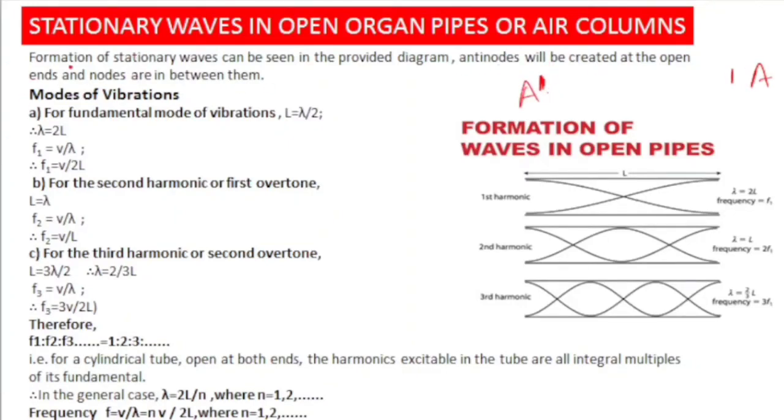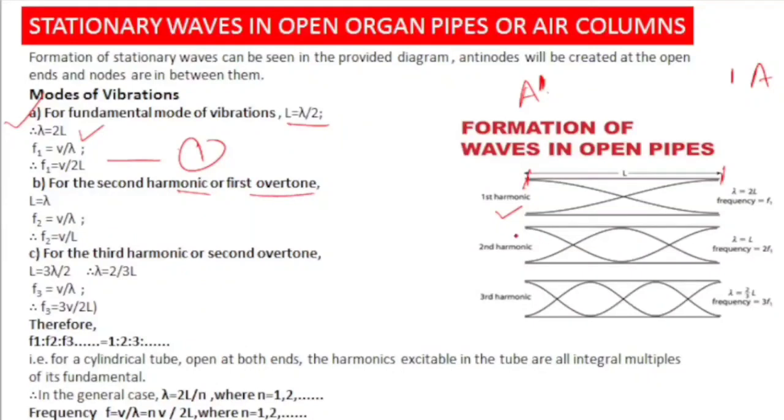So how is the stationary wave formed in the case of this open organ pipe? First one is the fundamental mode of vibration. At both ends an antinode of maximum amplitude is always formed, and in between them one node is formed. This is the first harmonic, and here the pipe is of length L, and the distance between this antinode and antinode is lambda by 2. So L equal to lambda by 2. From here you get lambda equal to 2L. The first frequency is v by lambda, so f1 is equal to v by 2L. This is the fundamental frequency. Now the second mode of vibration, or second harmonic, or you can say first overtone.